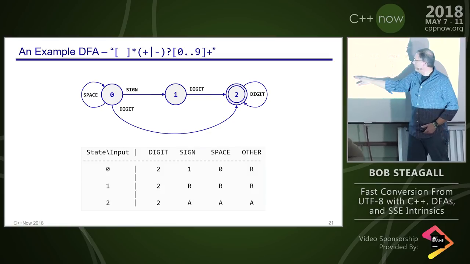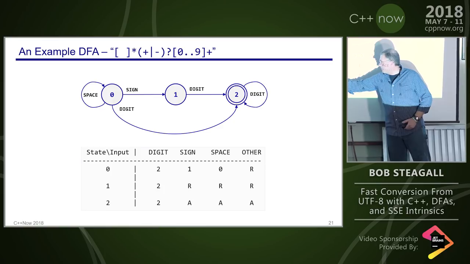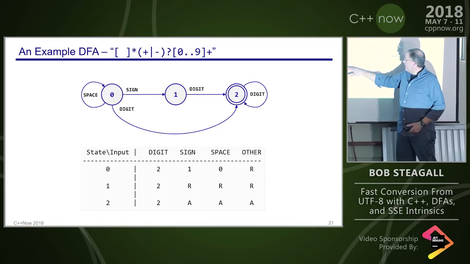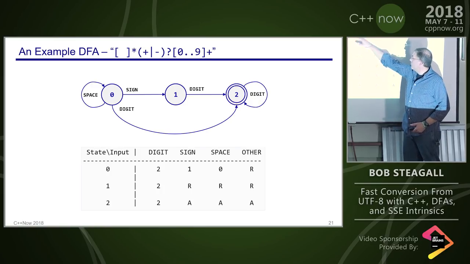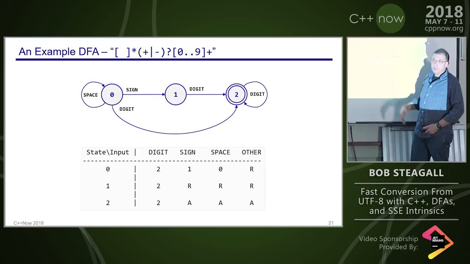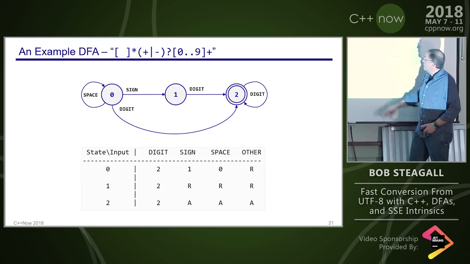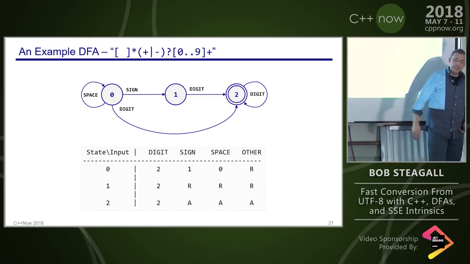If I'm in state 1 and I get a digit, then I can jump into state 2, and so on. If I'm in state 1, the sign state, and I get a sign or a space or anything else, I reject the string. If I'm in state 0 and I get anything other than a space, a sign, or a digit, I reject the string.